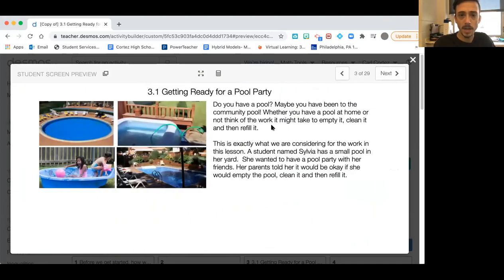We see that we have a pool party we're getting ready for. Maybe it's a community pool pre-pandemic. We might have not thought about what it's like to empty this pool, clean it, and then refill it. This is exactly what we're considering for the work in this lesson. A student named Sylvia or Yoshi, I don't know, has a small pool in their yard. They wanted to have a pool party with friends. Parents told them it would be okay if they would empty the pool, clean it, and then refill it. Fun chores, right?